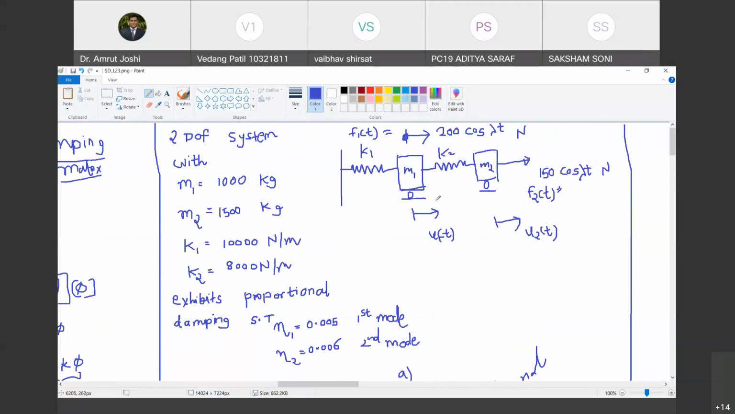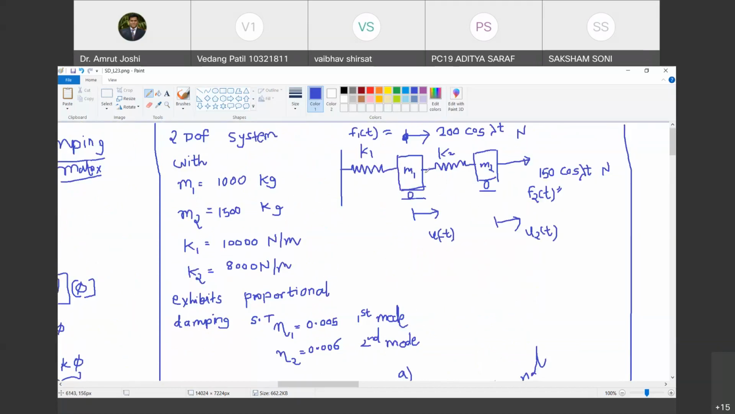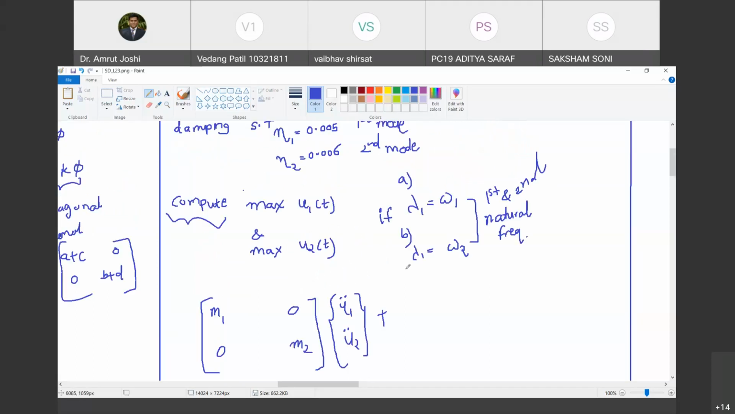Yes, sir. So at a given instant of time, what is going to be the resisting force on M1? It has to resist K1 as well as K2. Do you agree with me? Yes, sir. So therefore, you can directly write the equation just by looking at this. We can directly write the mass matrix, M1 0 0 M2, multiplied by U1 double dot and U2 double dot. Happy? Yes, sir, no problem. Okay.